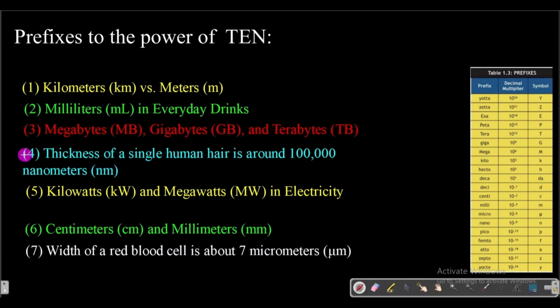Similarly, the thickness of a single human hair is around 100,000 nanometers. Here, 100,000 is the number. We know that meter is the SI unit of length. And what about this nano? Nano is the word which is used before this SI unit. We call this nano a prefix.